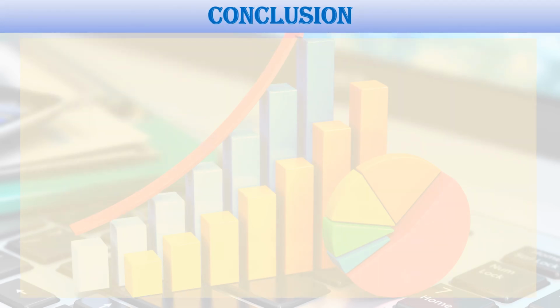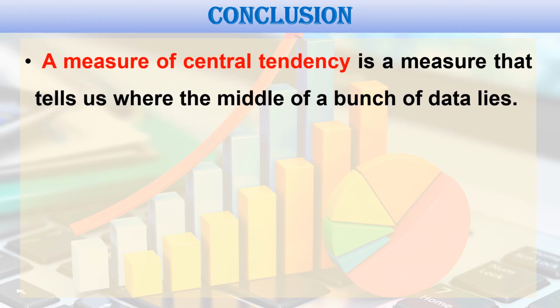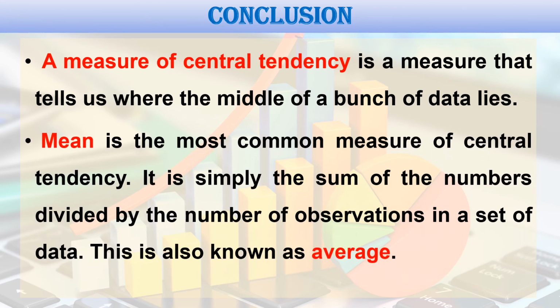Here I conclude this section on measures of central tendency. In previous classes we also learned about the aspects of measures of central tendency. A measure of central tendency tells us where the middle of a bunch of data lies, in the sense of the average of a given series. It is otherwise called a measure of average. First we learned about mean. Mean is the most common measure of central tendency. It is simply the sum of the numbers divided by the number of observations in a set of data. This is also known as average.